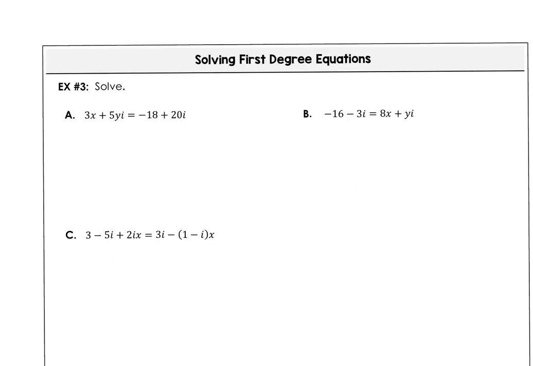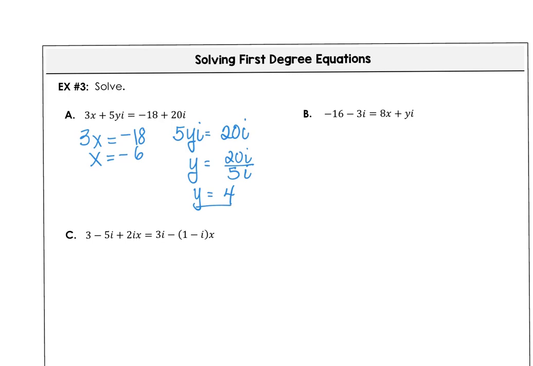In example 3, we're going to use that equality property for complex numbers. So if two complex numbers are equal to each other, then the real part is equal to the real part. So the real part is negative 6 to replace x. And the imaginary part, 5yi, is equal to the other imaginary part. Dividing by 5i, we get y is 20i divided by 5i, so y is 4.